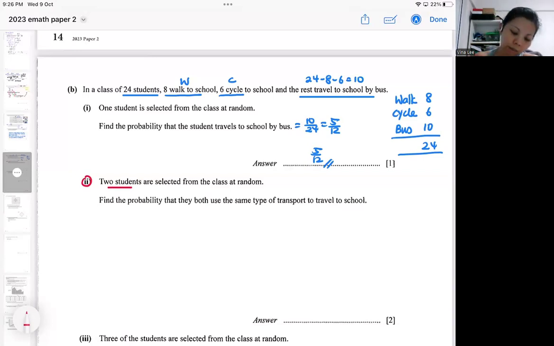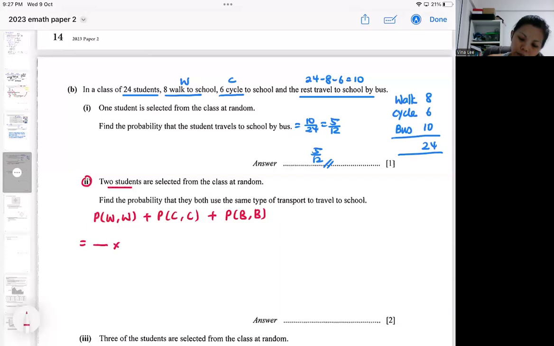So basically, the probability should be based on the scenarios where they will have the same transport. So it's like walk and walk. Both of them will be walking, or both of them will be cycling, or both of them will be taking the bus. So these are the 3 scenarios where the 2 students got the same transport. You can at least think of it like 3 scenarios.